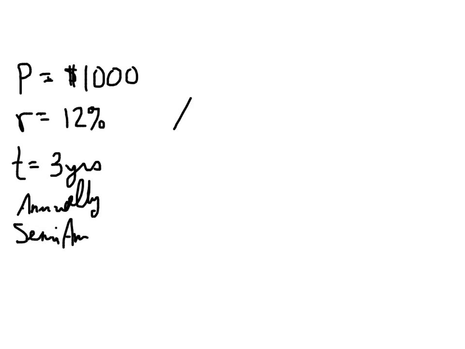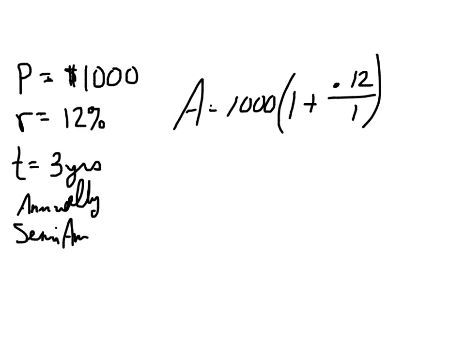So if I put my numbers in, we've got 1,000 for my P. 1 plus the interest rate, which is 0.12. Now if I do annually, I'm going to divide it by 1, and then 1 goes up here also. So this particular number here and here, these two things are always going to be identical. They're always the same.